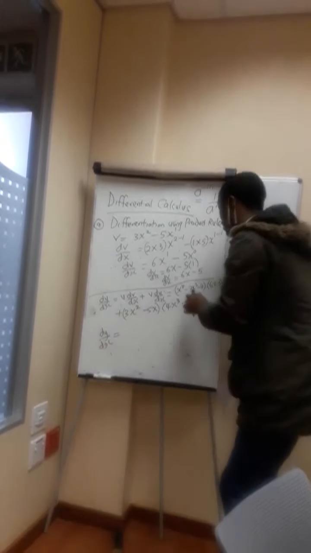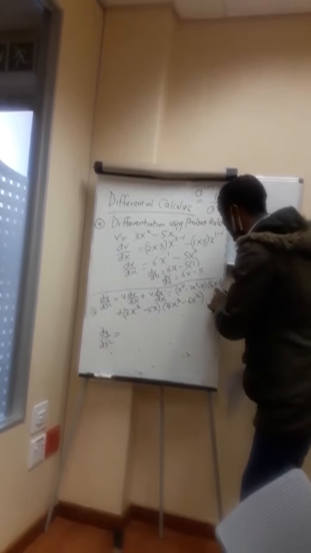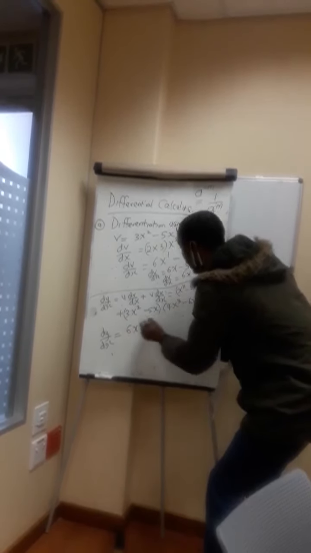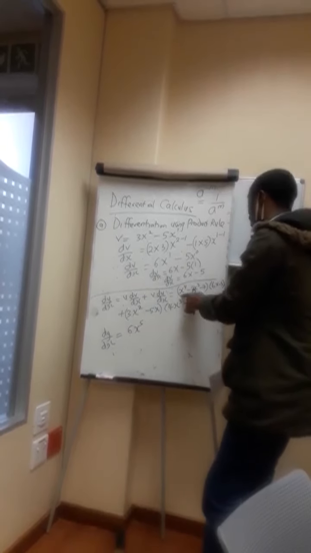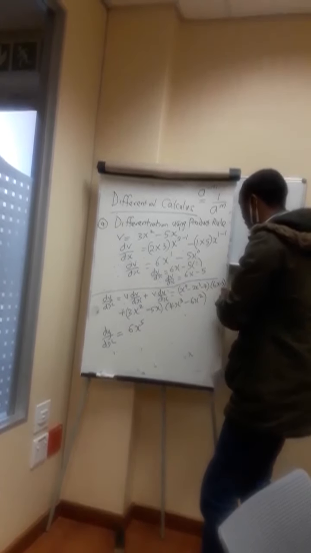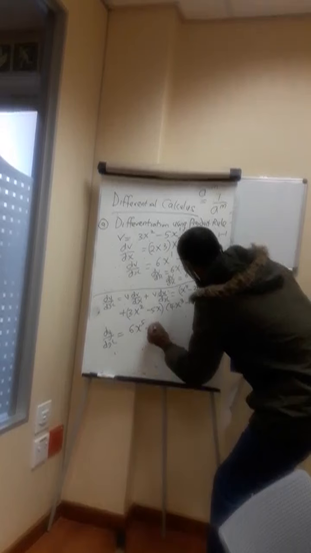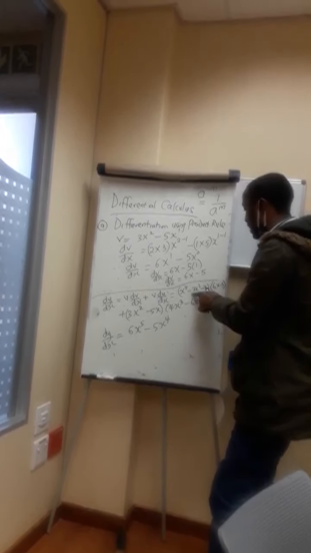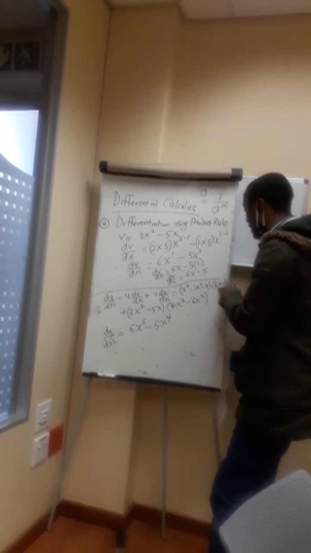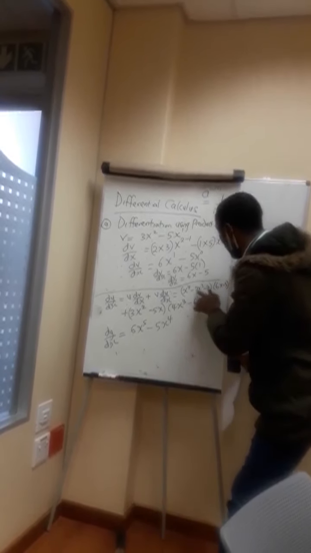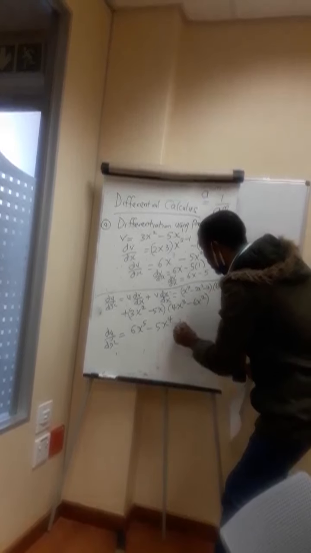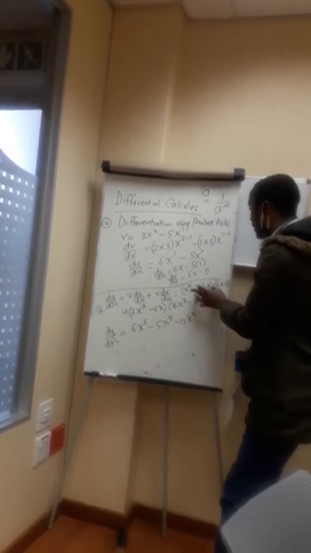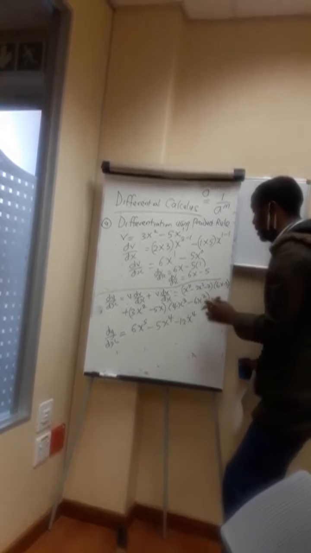dy dx will give me x raised to power 4 times 6x squared. To open the bracket, that will give you 6x raised to power 5, then x raised to power 4 times minus 5, that will give you minus 5x raised to power 4. Then I go to the second one, minus 2x cubed times 6x, that will give me minus 12x raised to power 4, because I'm trying to open this bracket for this times this.